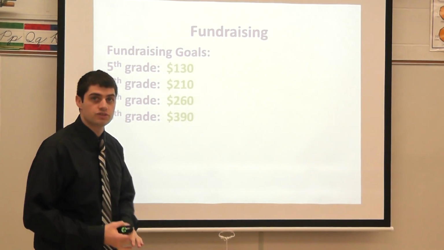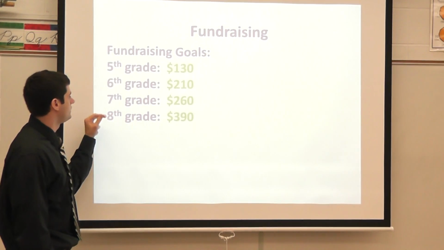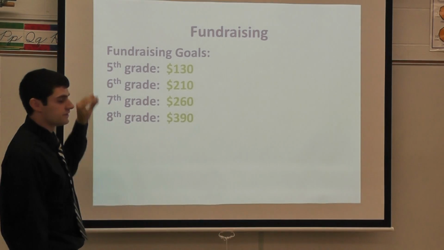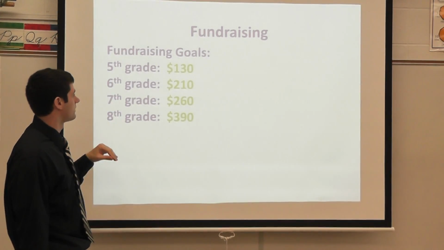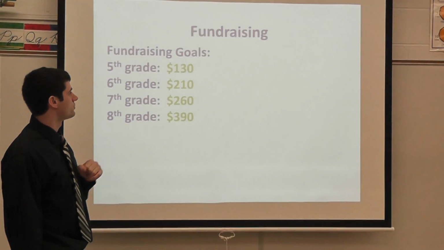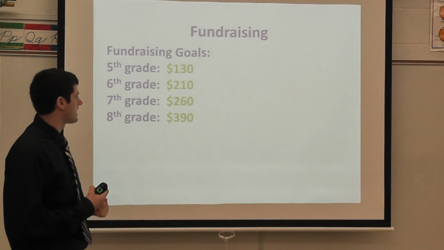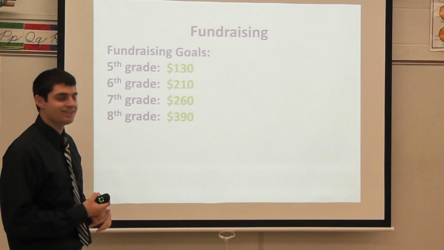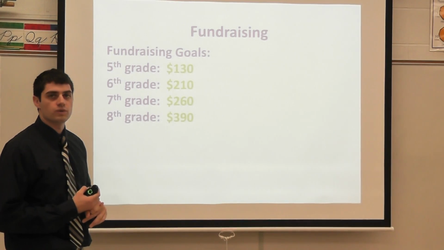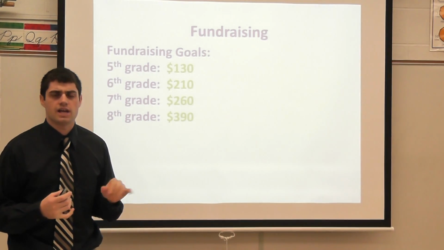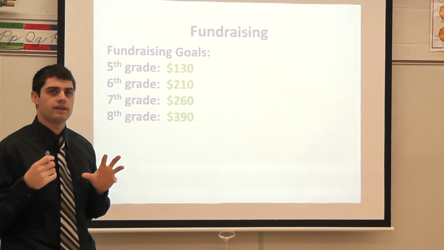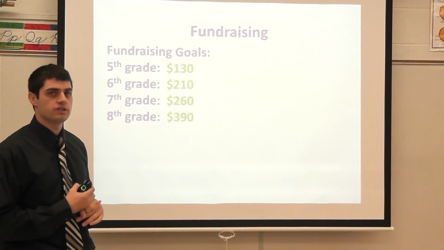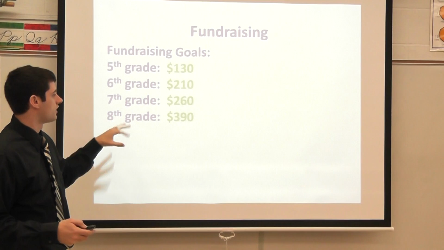If we had a Hazel Green fundraiser, and each of these grades here for Hazel Green 5th and 6th, and we'll say Prairie for 7th and 8th grade, these are your fundraising goals. We'd like 5th grade to raise $130, 6th grade to raise $210, 7th grade to raise $260, and 8th grade to raise $390. We have a lot of information there. We can make a lot of comparisons based off this information that's up on our chart.